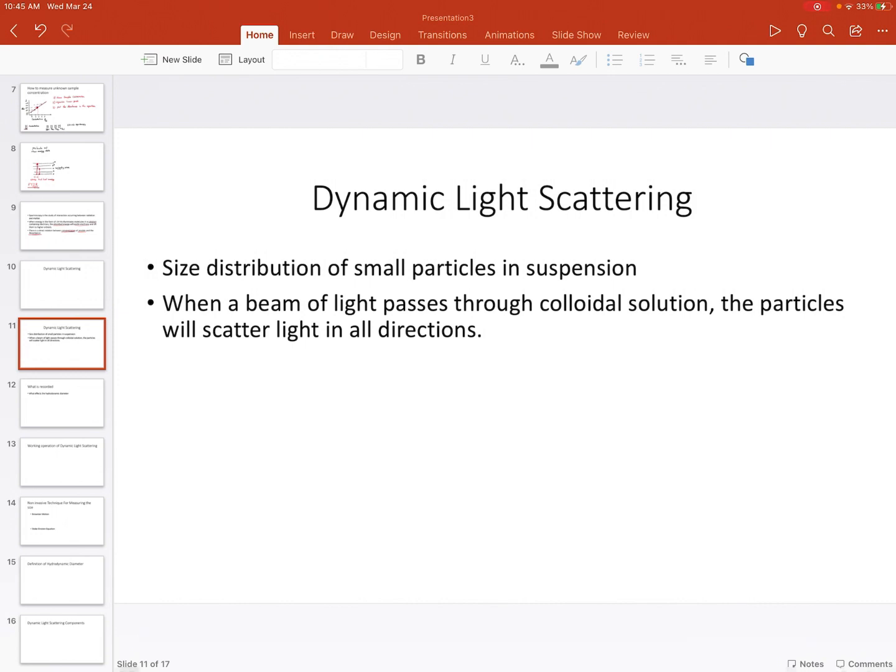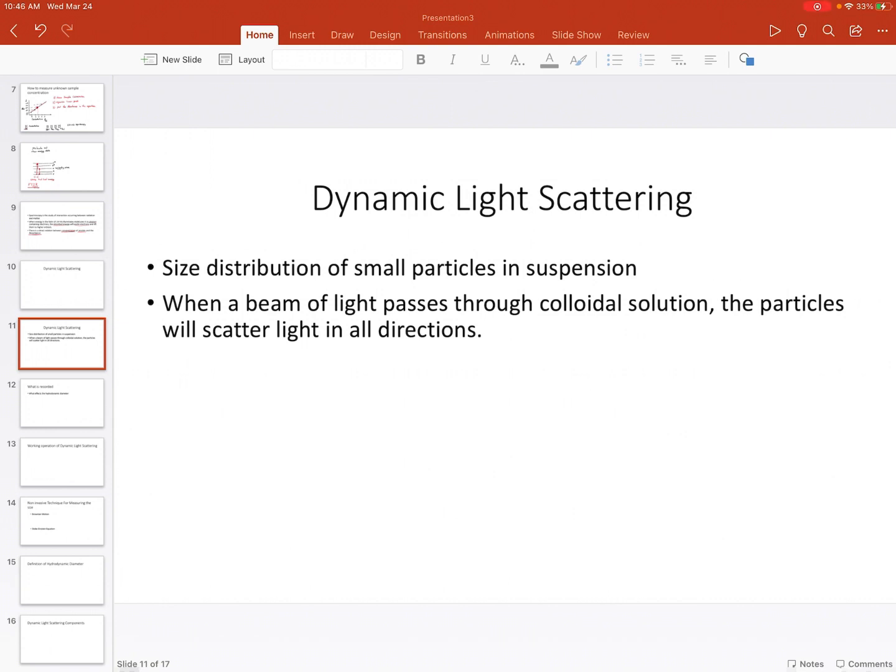So let's say, for example, we have some gold nanoparticles that we have synthesized, and these gold nanoparticles are suspended in a colloid solution. We can actually use that solution sample and analyze it using dynamic light scattering to see what is the size of those particles. And in this case, we are measuring the size distribution of those small particles, which in our case is gold nanoparticles that are suspended in a solution.